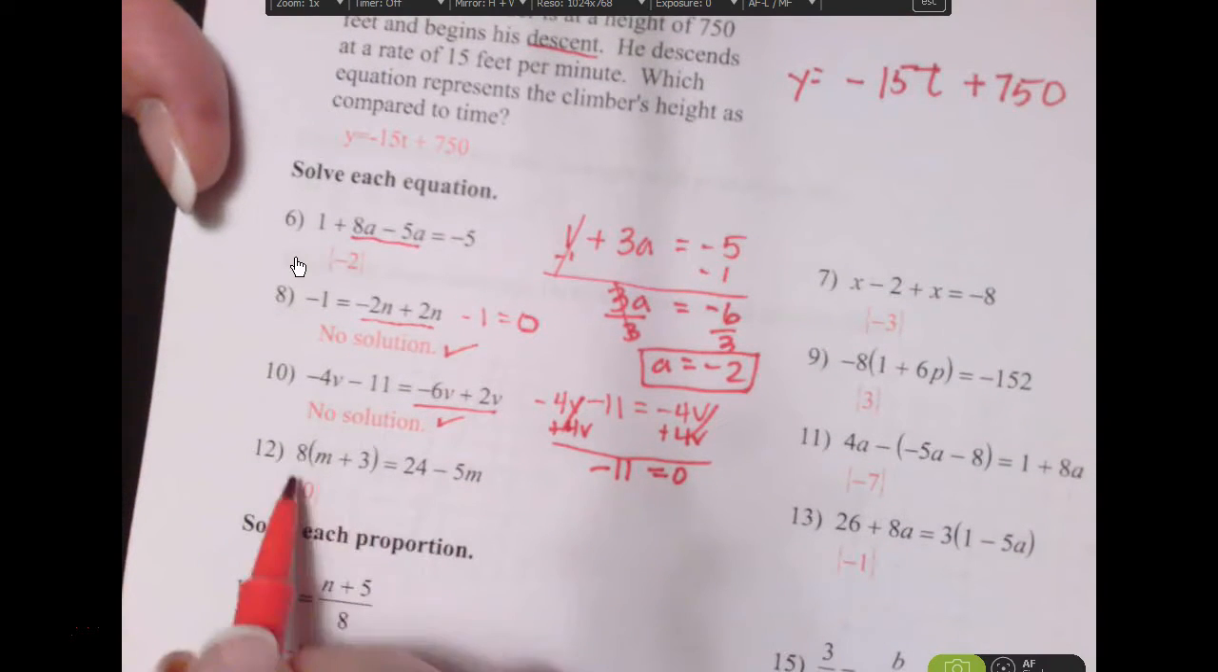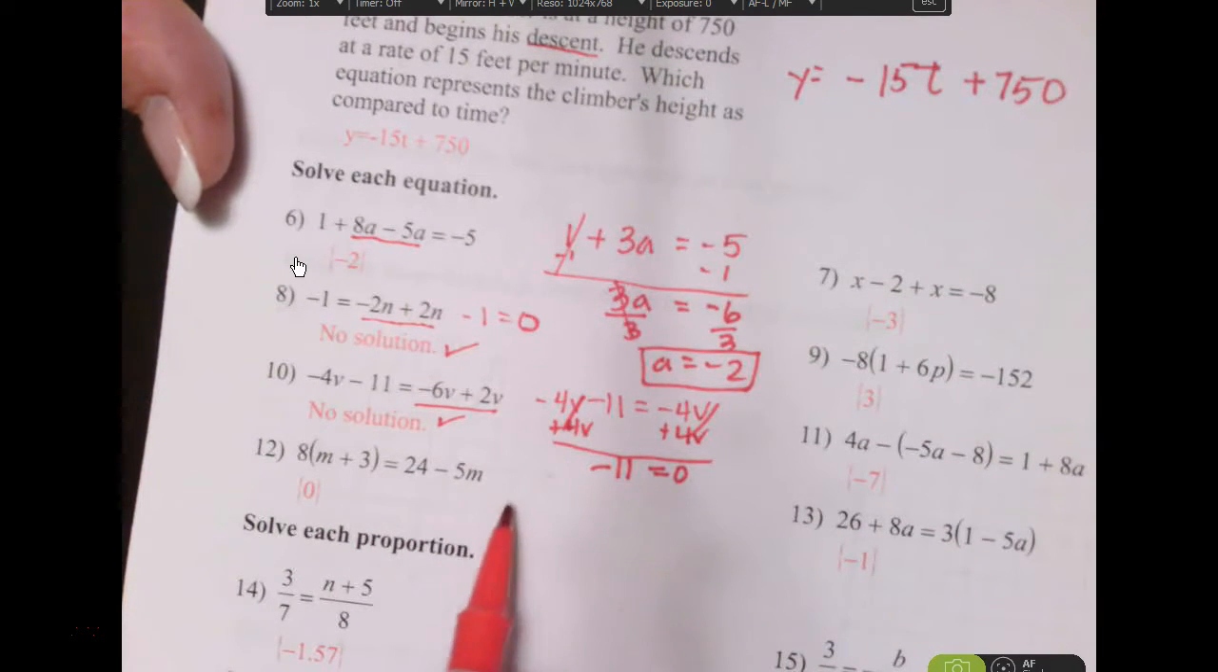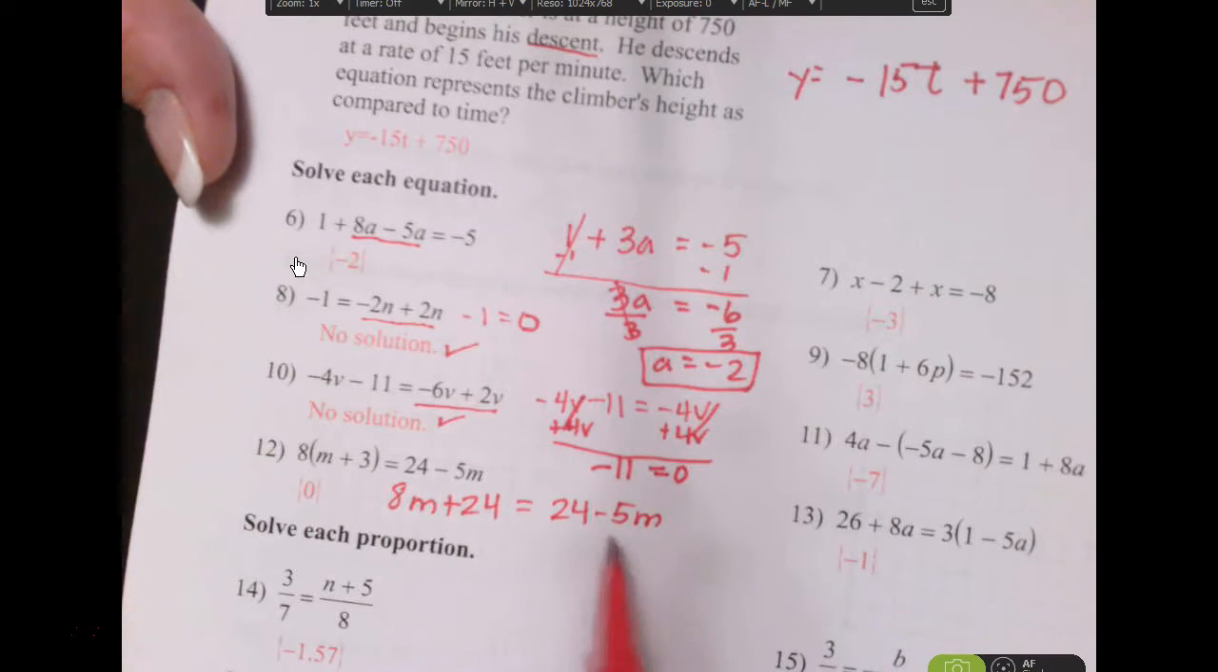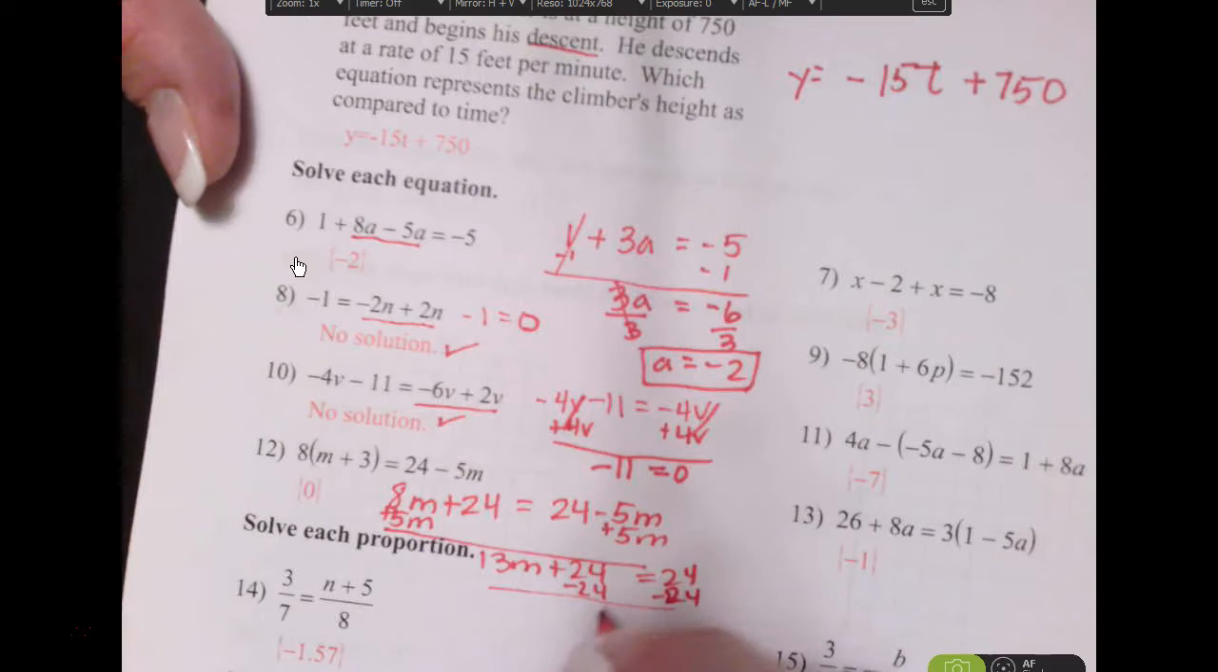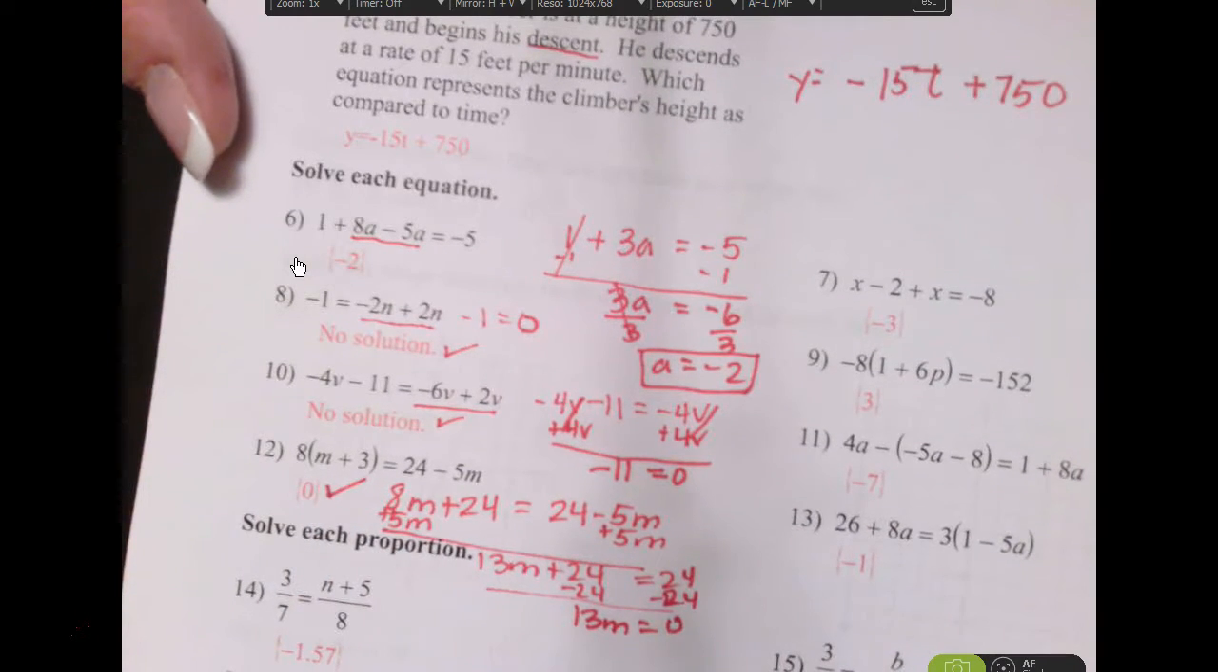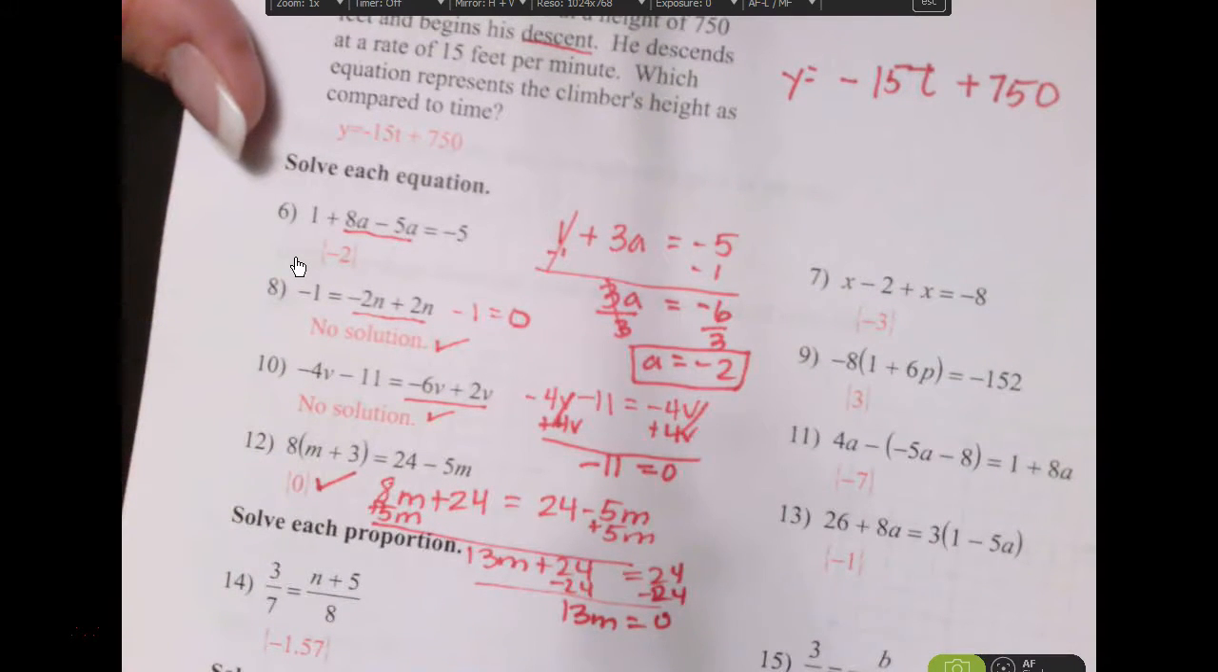In number 12, I've got some parentheses, so I want to distribute that first, and I get 8m plus 24 equals 24 minus 5m. So here's a variable on both sides equation. I'm going to bring my m's all over to one side, and that gives me 13m plus 24 equals 24. So when I subtract 24 from both sides, I get 13m equals 0. So divide by 13 on both sides, and 0 divided by 13 is 0. A lot of students are tempted to make that a no solution, but you have to remember that when you divide 0 by a number, you get 0.